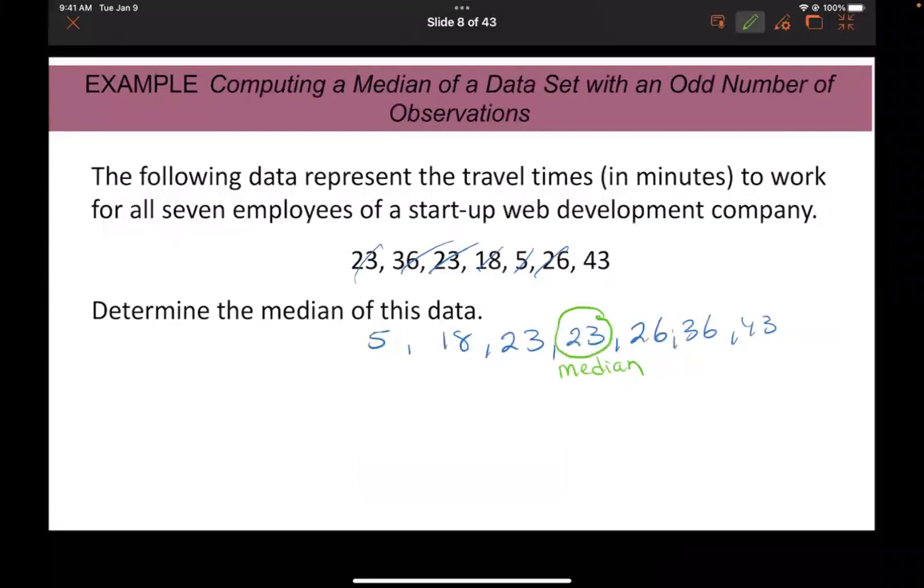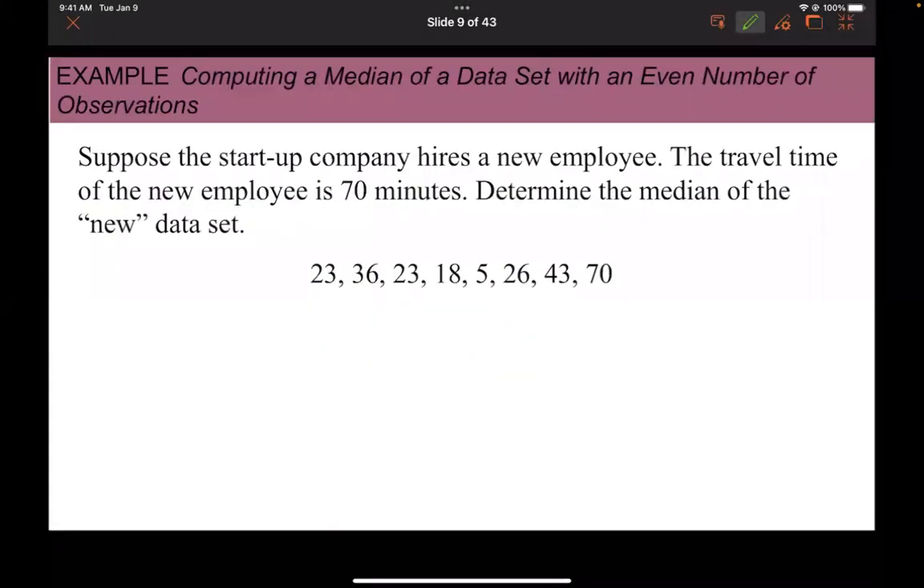Okay. So just the number in the middle is our median. So now we need to look at what if we have 1 extra? What if I have an even number? We have a new employee started up. So now we have 8. This new employee travels 70 minutes to work. That's a really long commute.